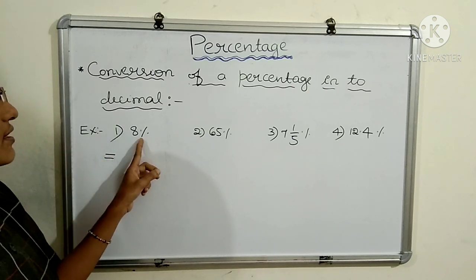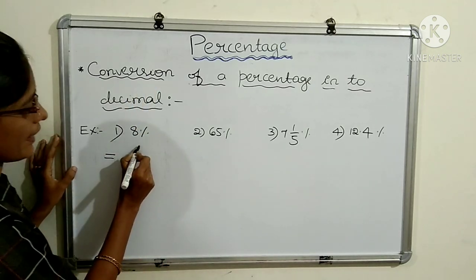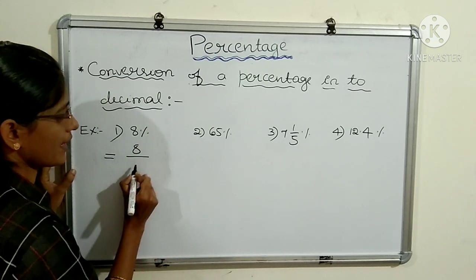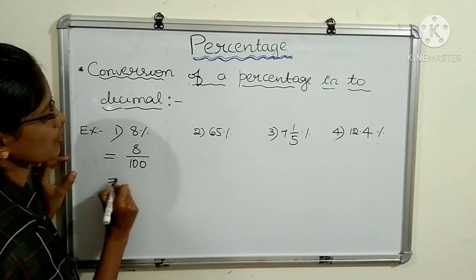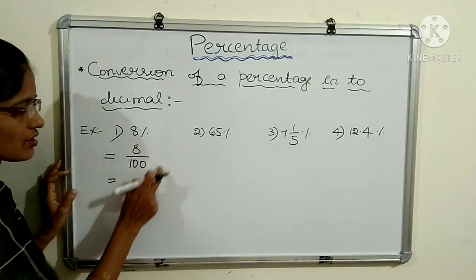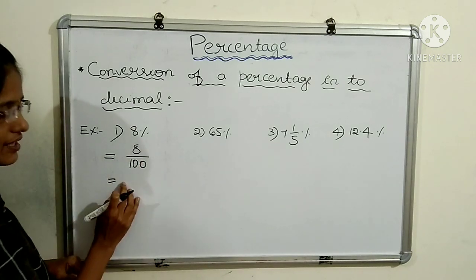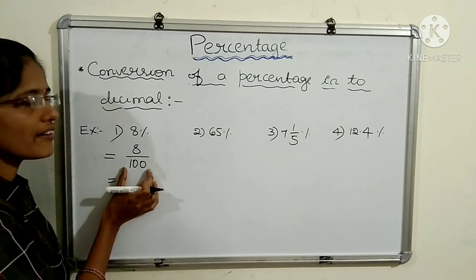8%. This percentage convert to decimal. 8 by, first you have to remove this percentage symbol. 8 by 100. Next what we must do, students? This fraction into decimal form. This is the first step. Next step, fraction to decimal. Here see the denominator is 100.